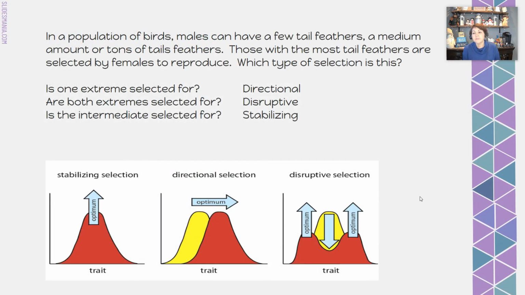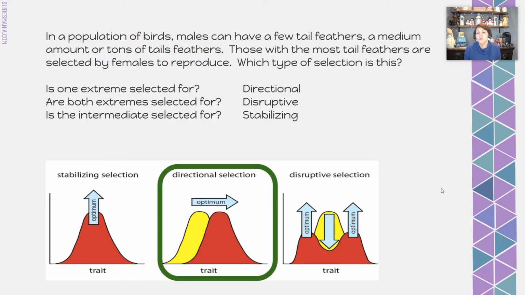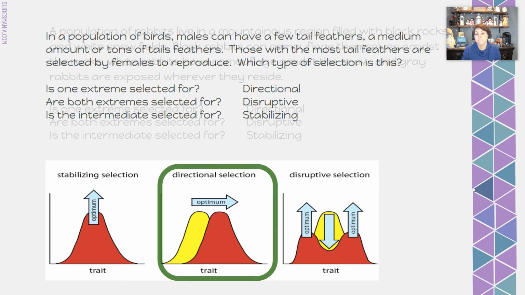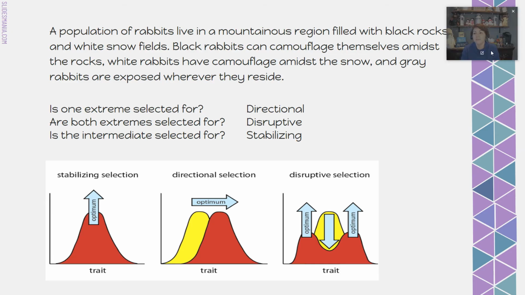All right, so now we're going to have some scenarios. So what you're going to do is read the scenario and decide if it's directional, disruptive, or stabilizing, and then I'll go over the answers. So go ahead and answer this one now. All right. If you chose directional, you were correct. So we had an array of feathers, but having the most, so on one end, one extreme was good. So the population moved in that direction. So directional selection.